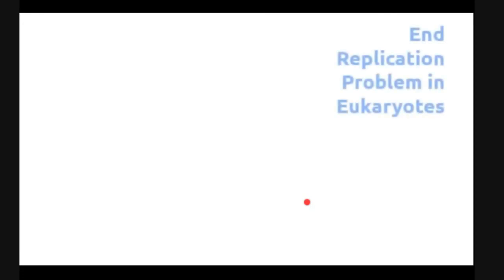But in eukaryotes, meron tayong problema. So remember, eukaryotes is linear DNA. Yung sa atin, linear, so you have to stretch it. And that is called the end replication problem.